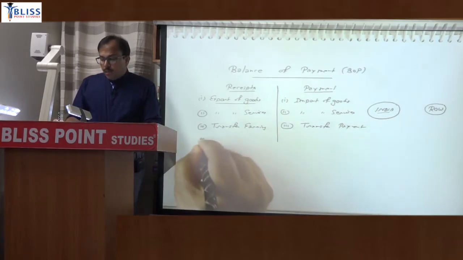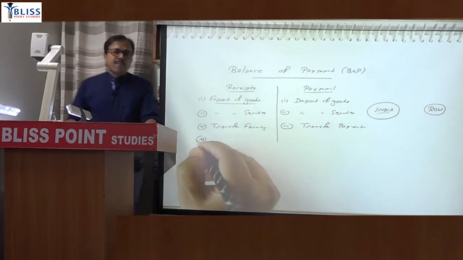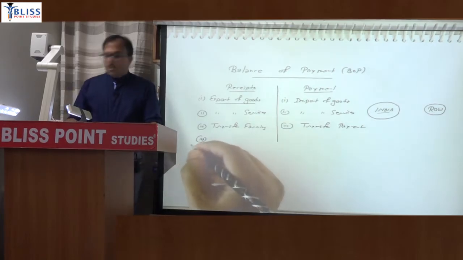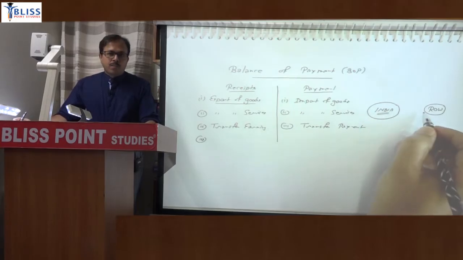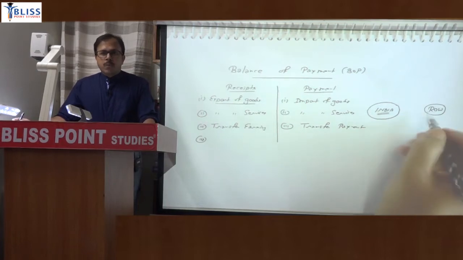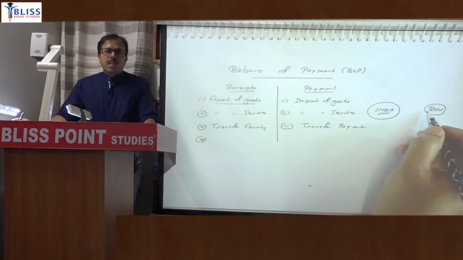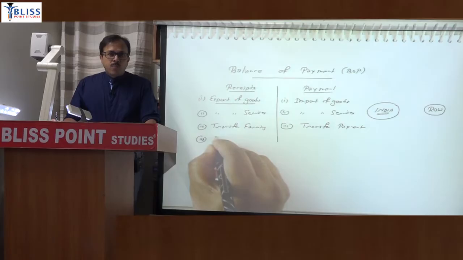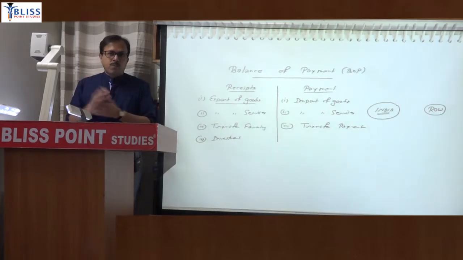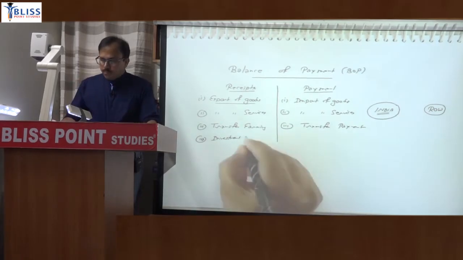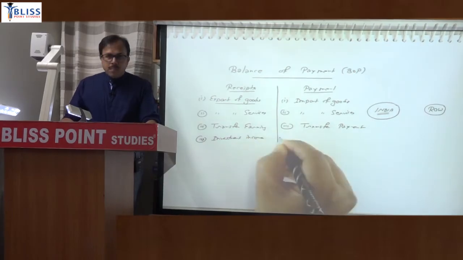The other transaction that will be recorded is investment income. Suppose an Indian resident has purchased a bond in the US market. On that bond they are earning regular income, or they have purchased equity in the international market and are receiving certain income on that equity. That income received, I am not saying the investment per se, it is the return on that investment, investment income. So one is investment income received.